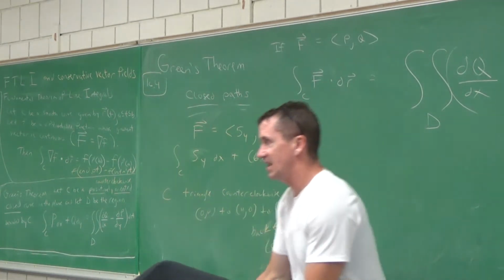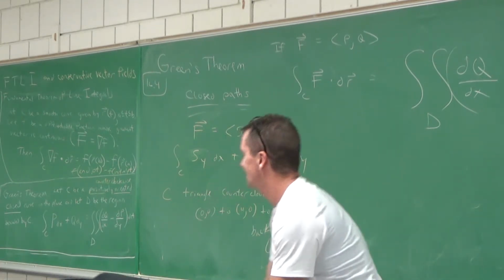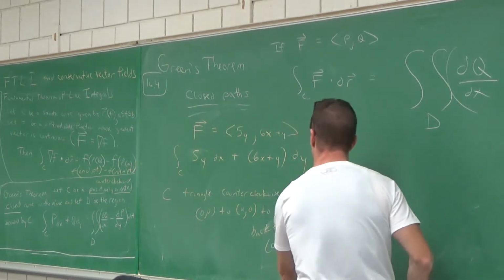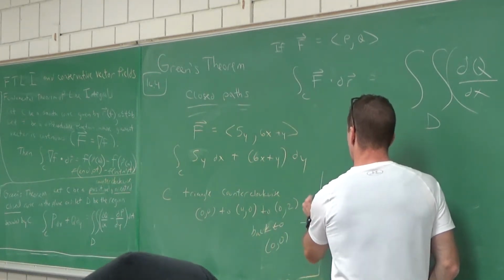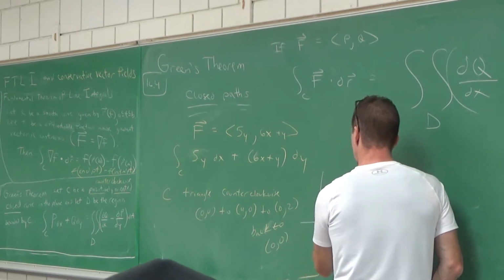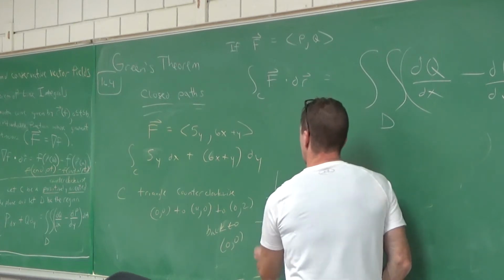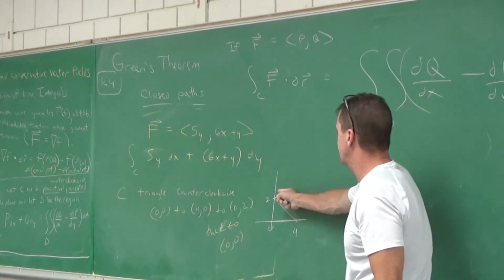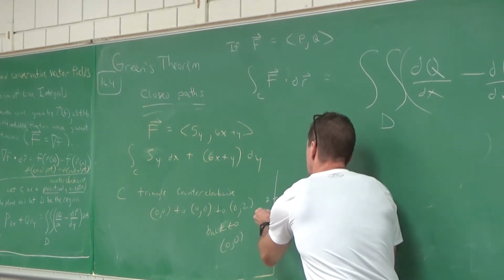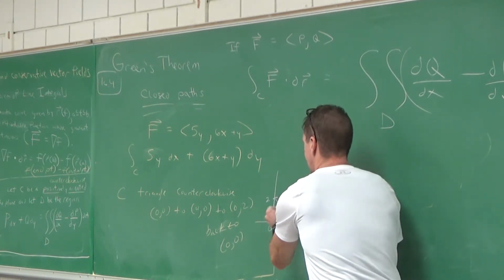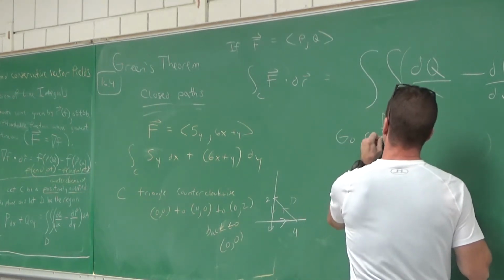Oh, evaluate this directly. That would take a while, wouldn't it? Let's use Green's theorem. What does that look like? 0, 0 to 4, 0. Where's 0, 2? Right there? And then back to here. Counterclockwise. That's D. Want to go green? Go green!